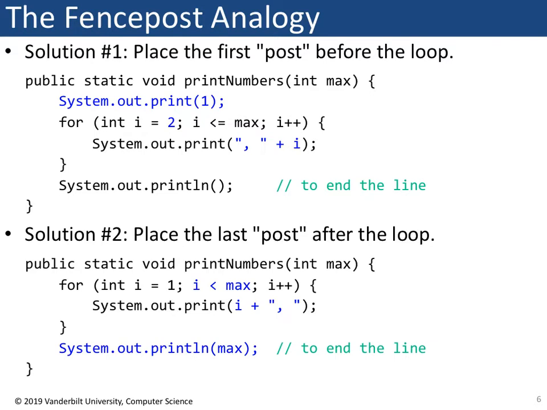So here are 2 solutions to our printing numbers problem. First of all, we could have printed the number 1 before we ever began looping. So we've declared our method here, public static void printNumbers, and we have given a parameter called max. So this would be a plant the fence post and then begin to build the fence. So print the number 1, then start at 2 inside the loop and go to max.